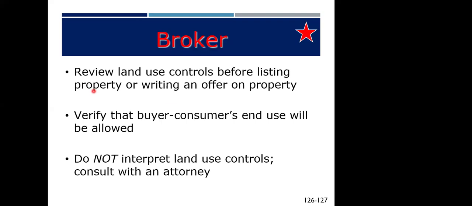We have a duty to review our land use controls before we list the property, or verify that it's accurate before we help a buyer make an offer on a property. If your buyer has a specific end use, if it's important to them, then it's important to me. We have a duty to help them verify that their end use can be met. And when it comes to interpretation of covenants, land use control, zoning, stay in your lane. I provide the facts. I can't interpret the data. I can't interpret what this means.